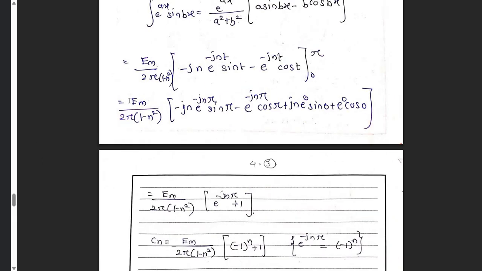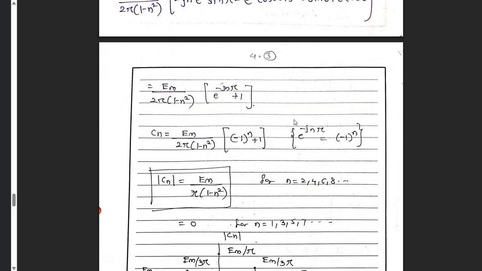So if we simplify, then it is coming out to be Em upon 2 pi into bracket 1 minus n square e raised to minus jn pi. Only this term is remaining, this is becoming 0, this is becoming 0, this is becoming 0. So first term, third term, fourth term, all of them are zeros. Sin pi is 0, sin 0 is 0, and here it is e raised to 0 into cos 0, that is 1. So this 1 we are writing as it is, and this term cos of pi is minus 1, minus minus plus e raised to minus jn pi.